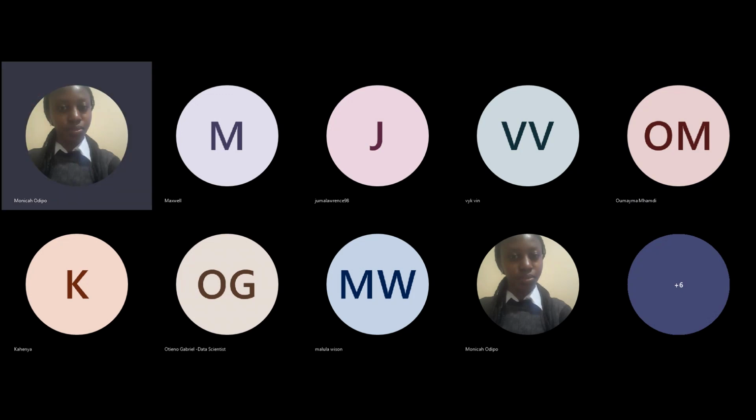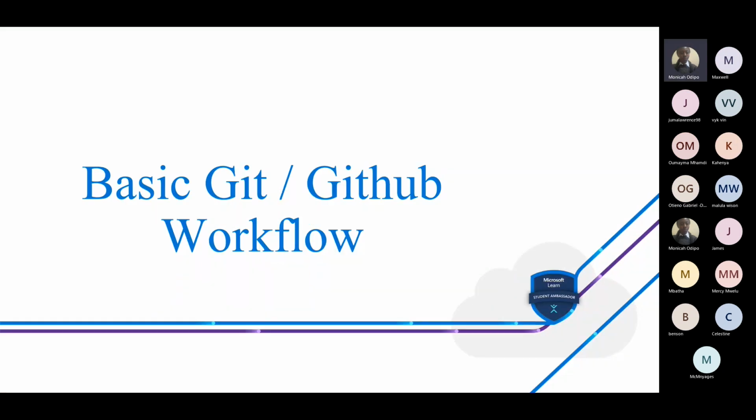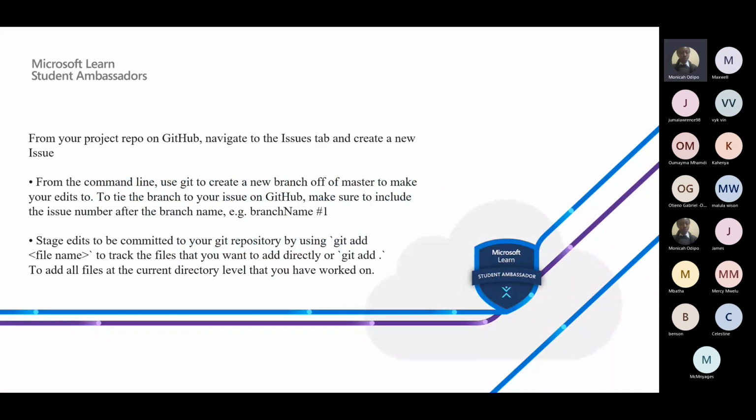Thank you for introducing us to Git and GitHub. I believe at least we have an overview of what Git is and what GitHub is and how they look. So I'll be taking you through the basic Git and GitHub workflow. From your project repo on GitHub, you can navigate to the Issues tab and create a new issue. Then from the command line, use Git to create a new branch of master to make your edits to.